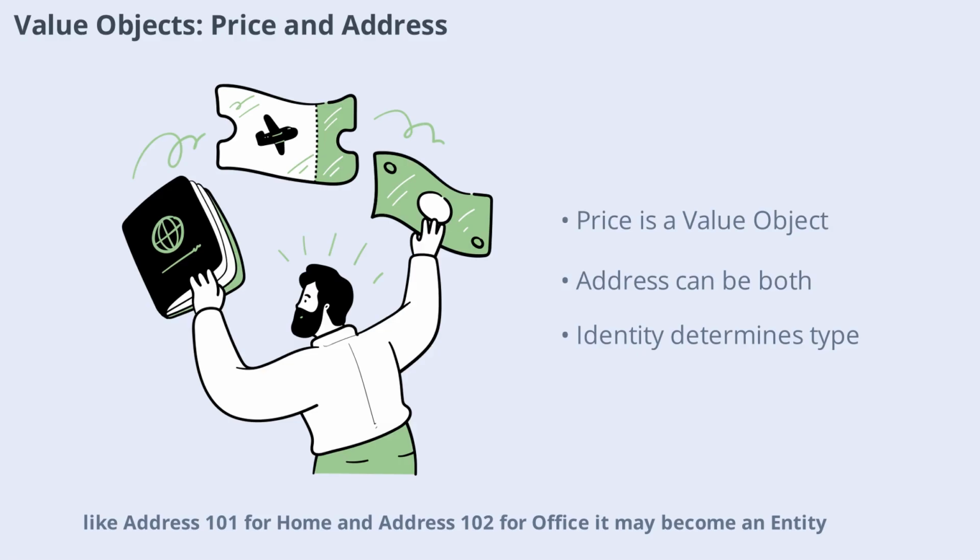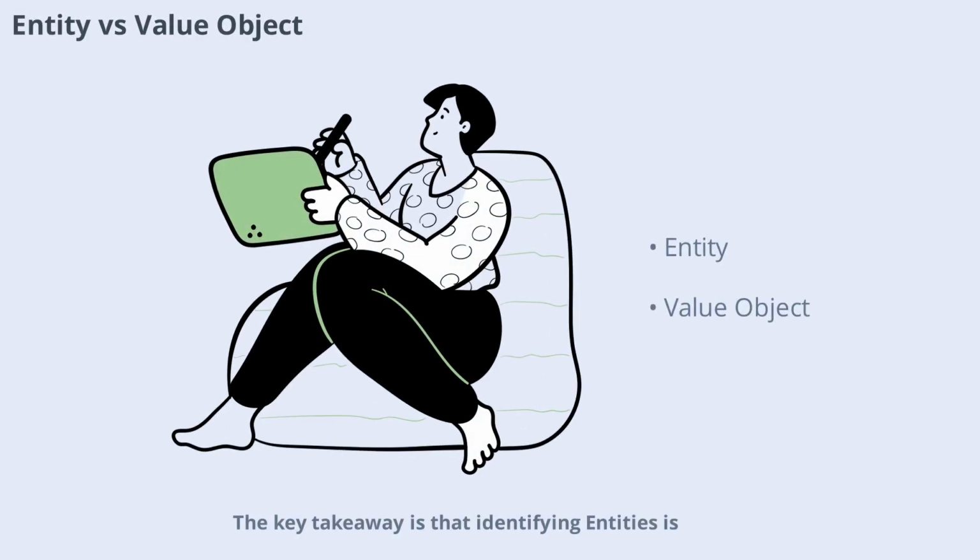The key takeaway is that identifying entities is not about finding every noun in the requirements. It's about finding concepts that the system needs to uniquely identify and track through their lifecycle. Whether something is an entity or a value object depends on the specific requirements and how the system interacts with that object. This distinction helps keep your design clean, focused, and maintainable.